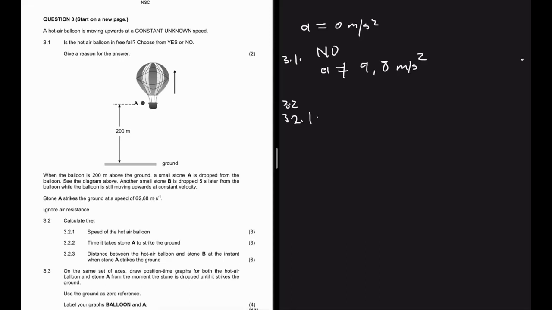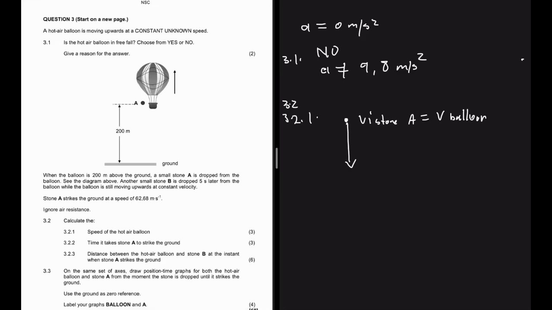So because stone A is dropped, that means that VI of stone A equals V of the balloon, because stone A is dropped. When it is dropped and it was on a balloon, because of inertia, its VI will be the same as the V of the balloon, right? And then what we're going to do is use stone A to calculate VI of the balloon, because for the balloon, we don't have much information, so we cannot use the balloon. So we're going to use stone A.